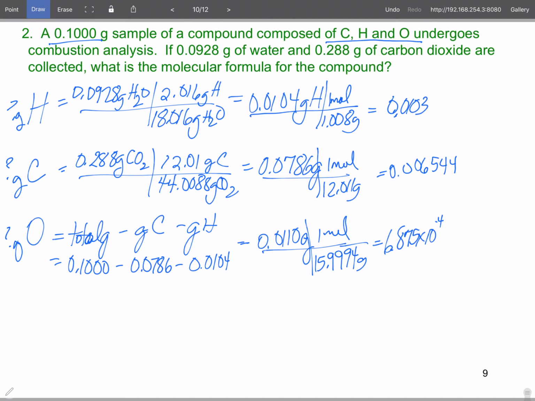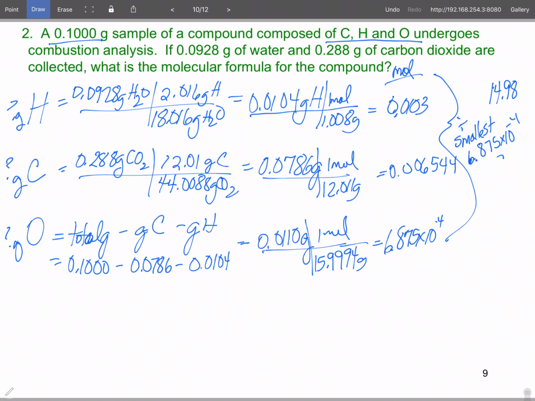Now, at this point, you're like, wait, these are really small numbers. Yeah, they are, and that's fine. But we are at the mole stage. So now we can divide. We're going to divide by the smallest, which in this case is the oxygen, 6.875 times 10 to the minus 4th. Do you have to write in scientific notation? No, not if it doesn't make you happy. Okay? So once we do that, we're going to get 14.98.